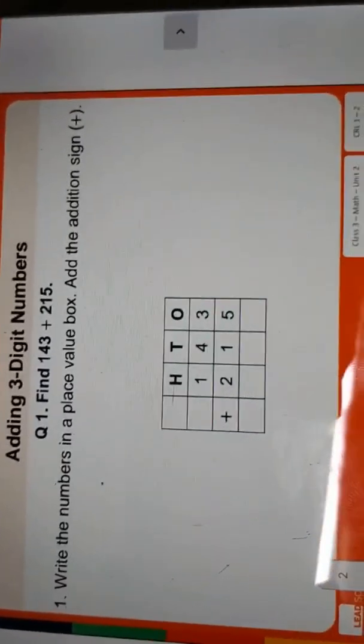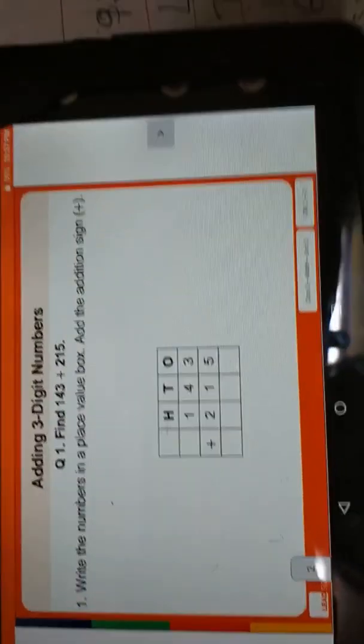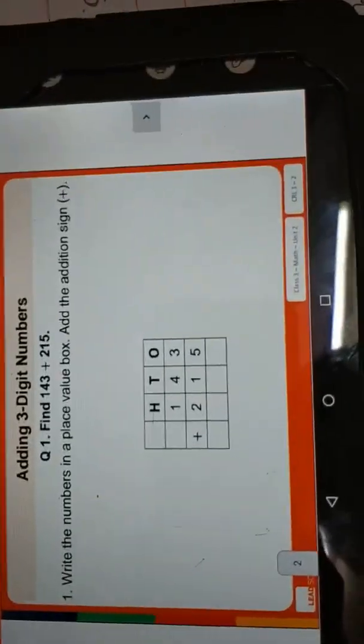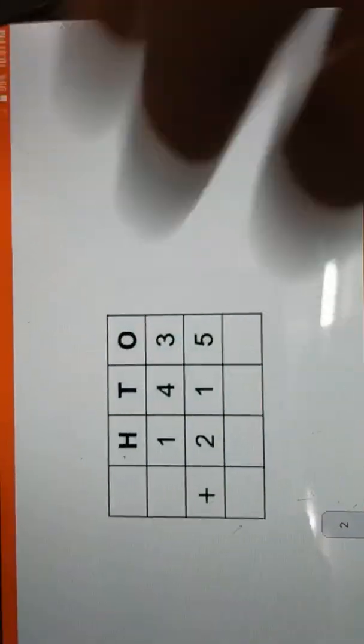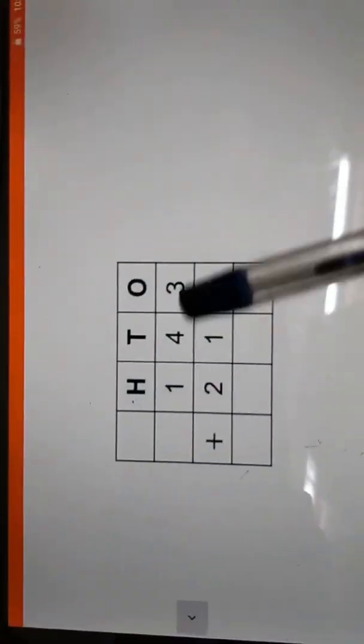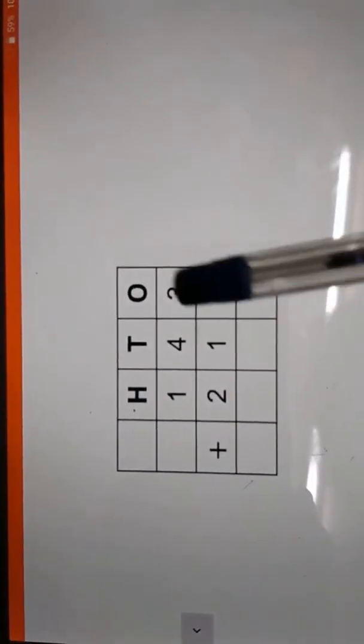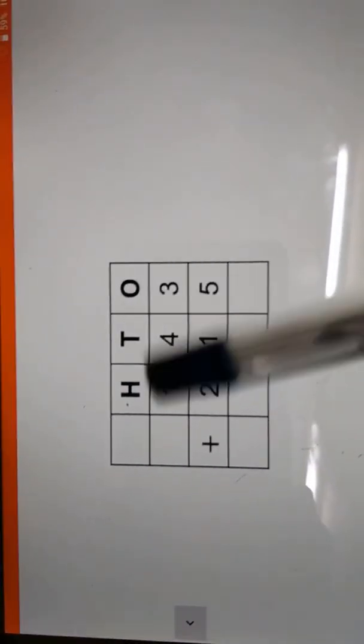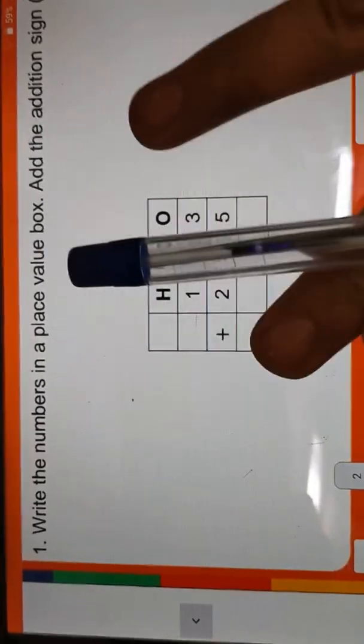So students, find 143 plus 215. Write the numbers in the place value box. First of all, students, we have to draw the place value box. In that box we have to write the ones, tens and hundreds. After that, add the sign.